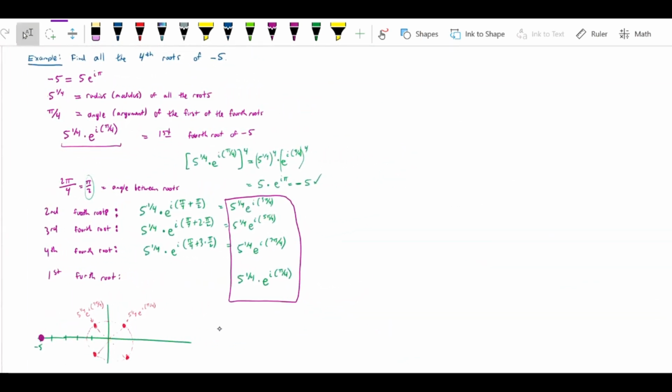And by the way, certainly far be it from me to predict what you might see on the exam, but I know that it's fairly common on final exams for there to be a problem that sort of looks like this.